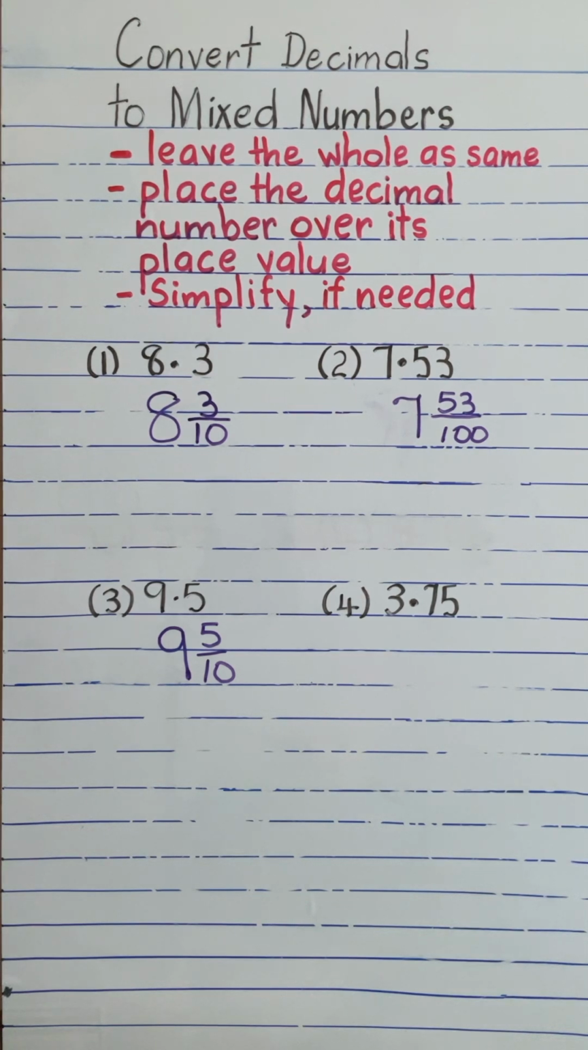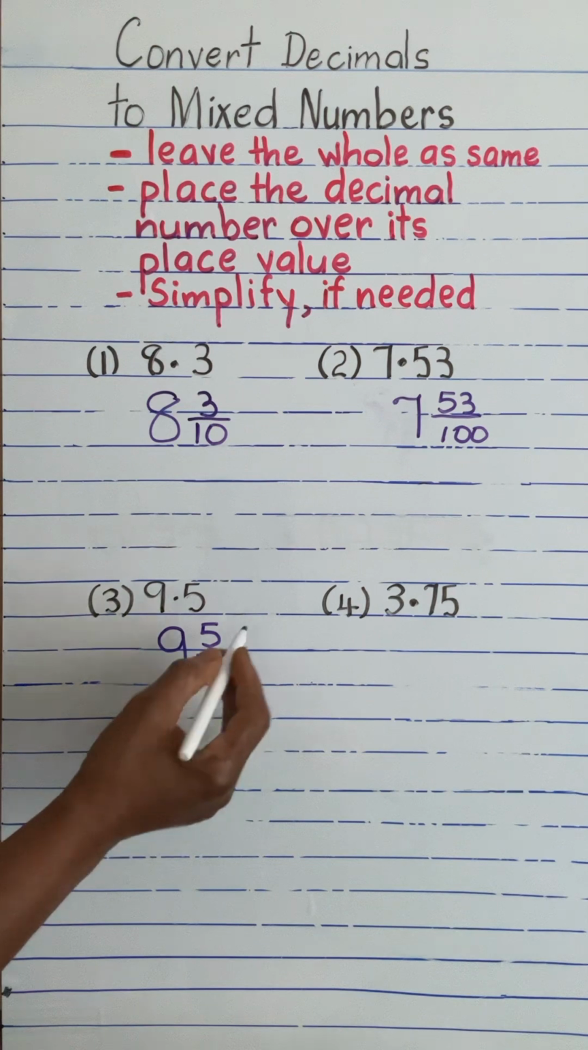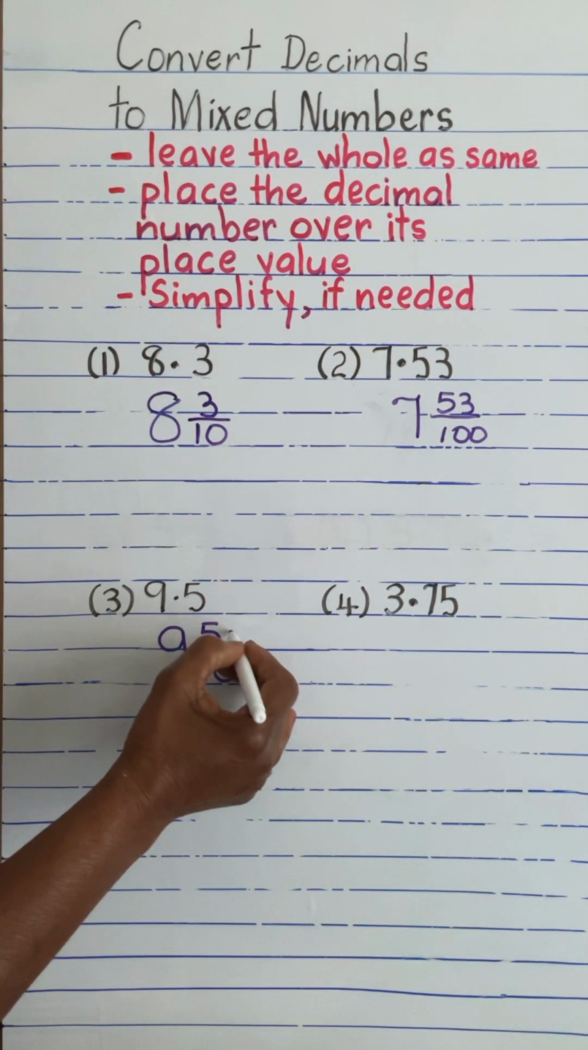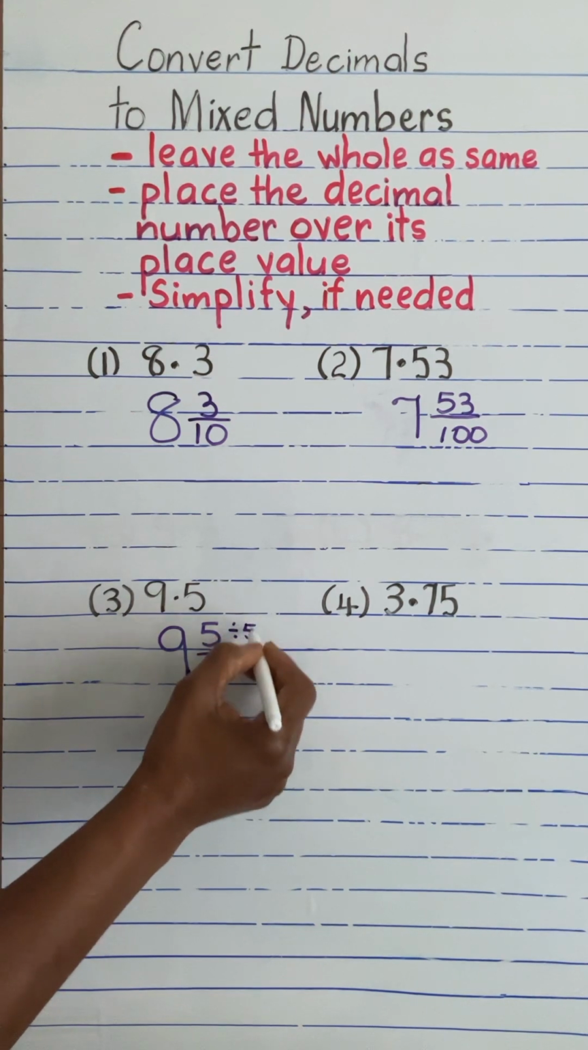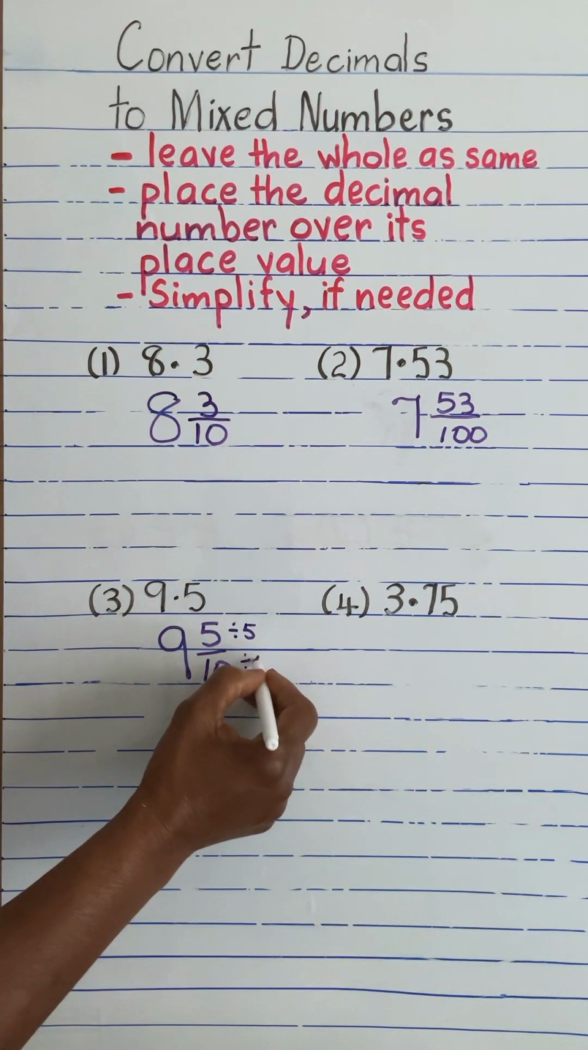And remember, when we simplify, it means we're reducing the fraction to its lowest terms. So to do that, we divide both the numerator and the denominator by the highest common factor. The highest common factor of 5 and 10 is 5. So we're going to divide by 5.